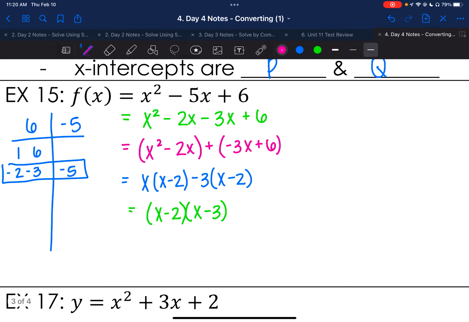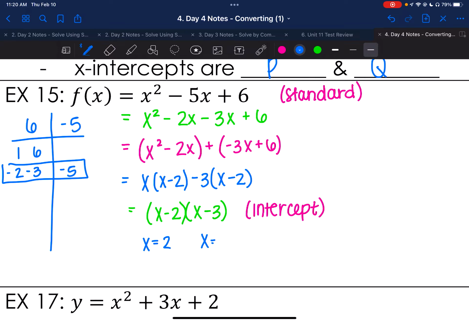So that went from standard form up top to intercept form at the bottom. Your two x-intercepts are x equals 2 and x equals 3.